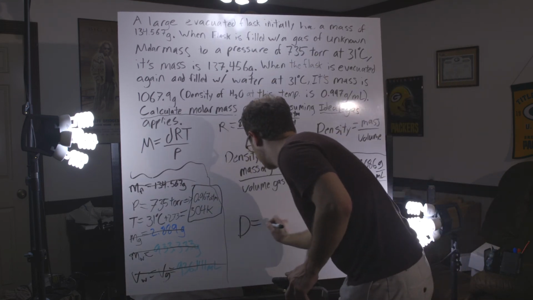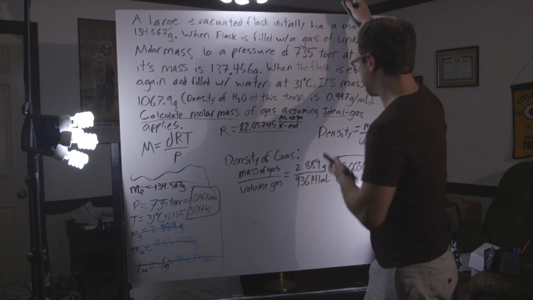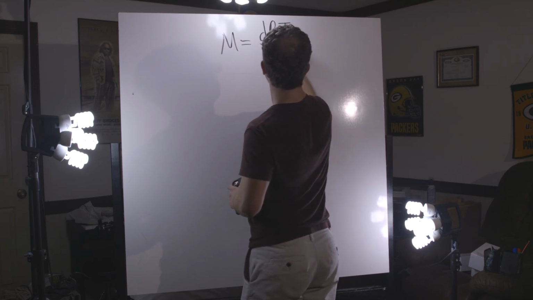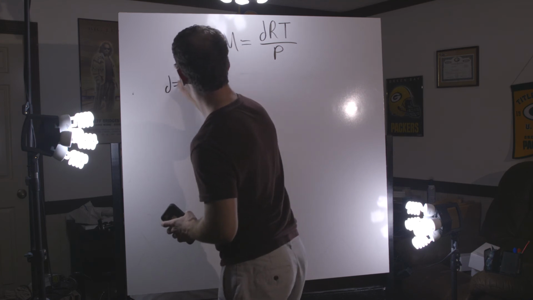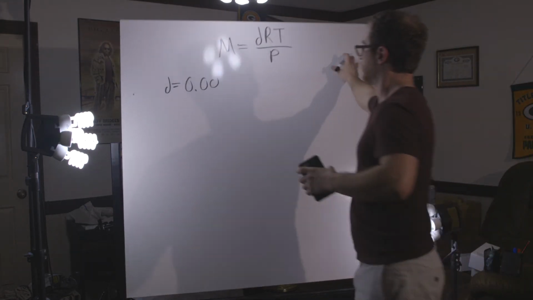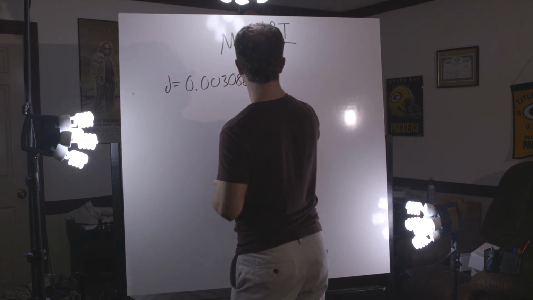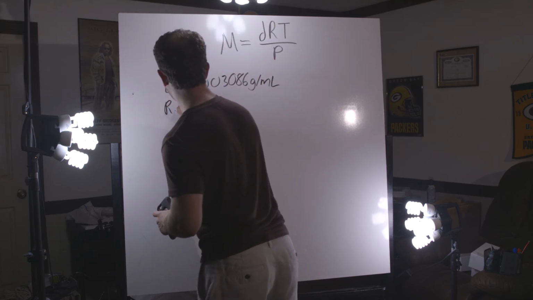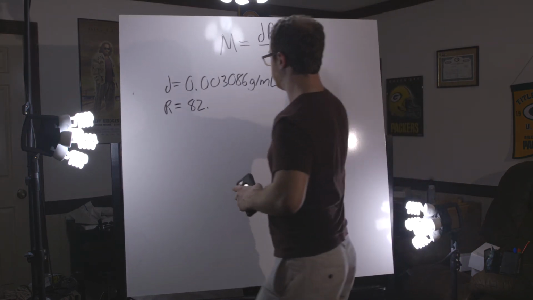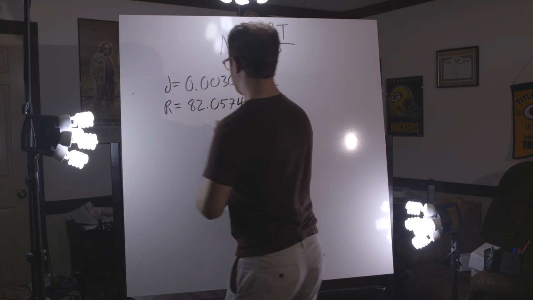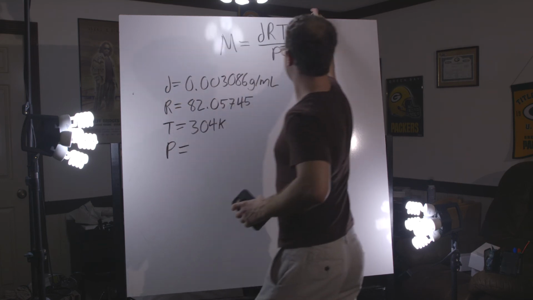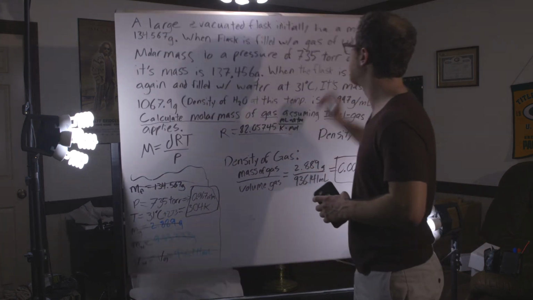So molar mass, not density. Okay, this board just wants to flip, so I guess it wants us to do it over here. Molar mass equals density times R times T over P. Let's remember, our density was 0.003086 grams per milliliter. Our R is 82.05745. Our T was 304 Kelvin. And our P was 0.967 atmospheres.